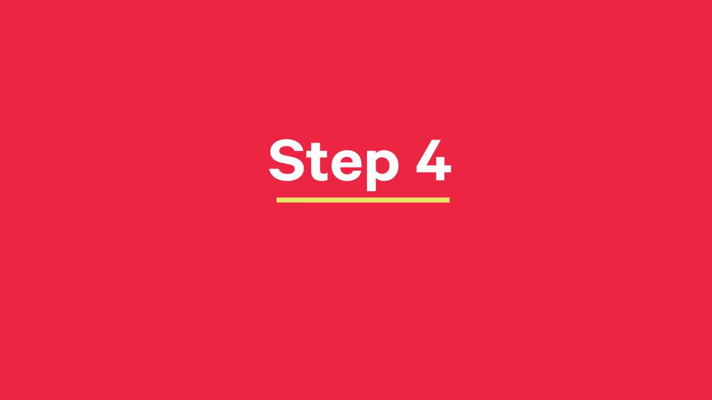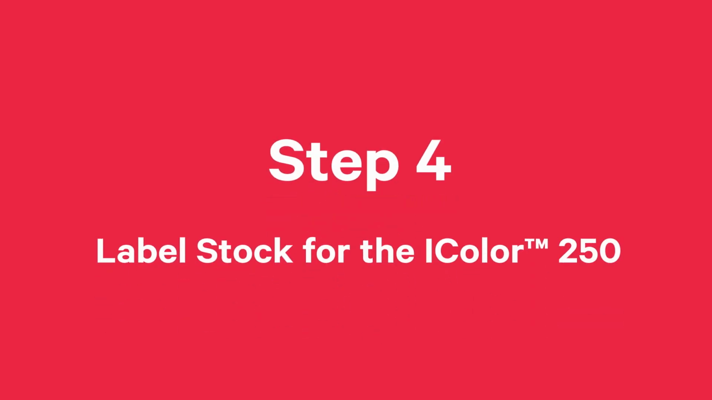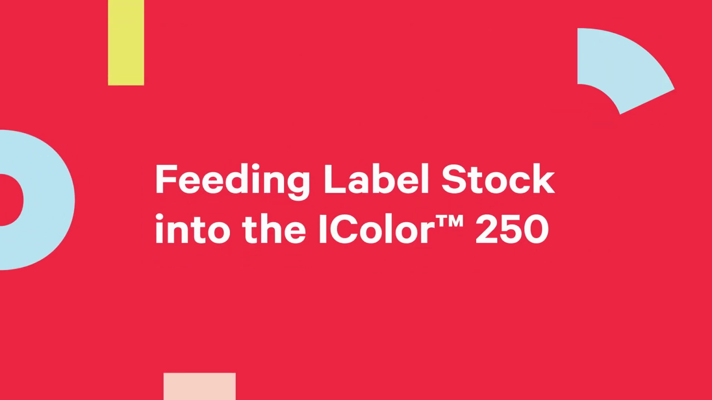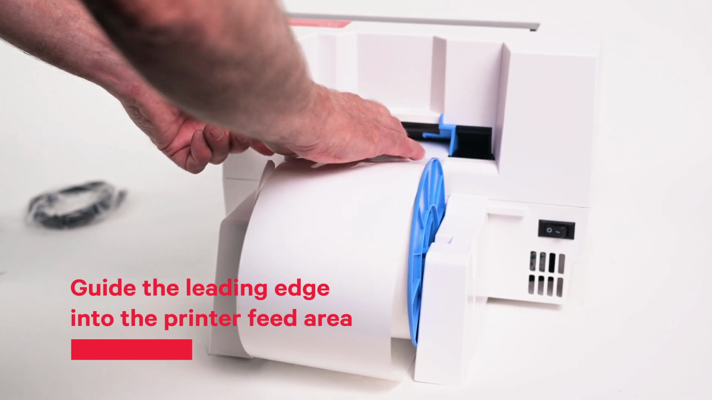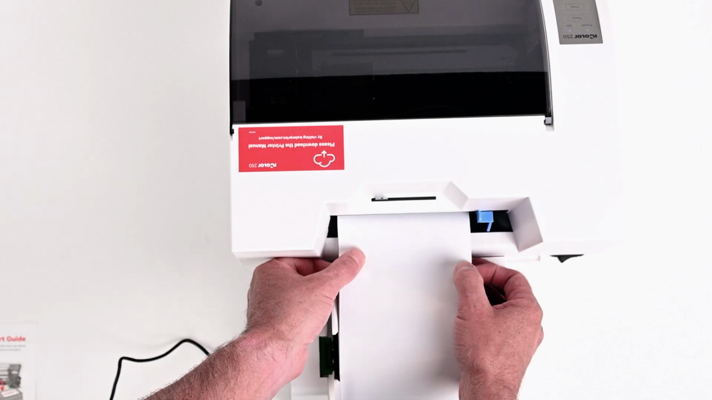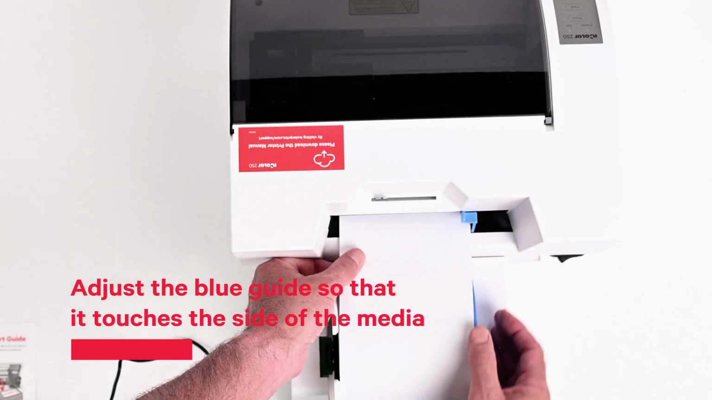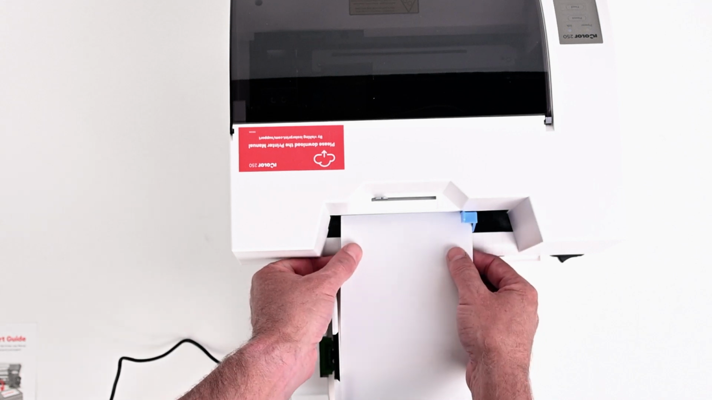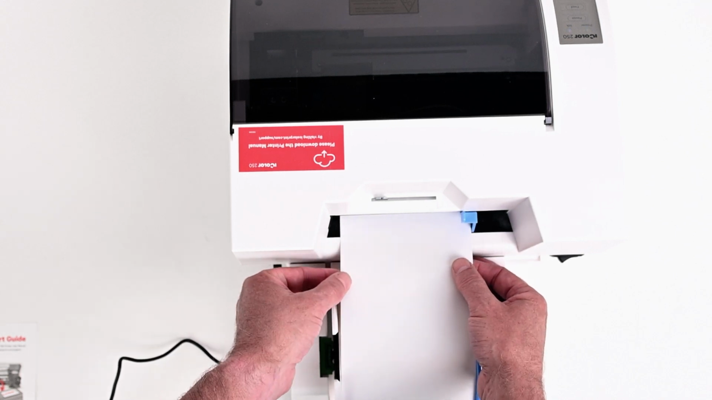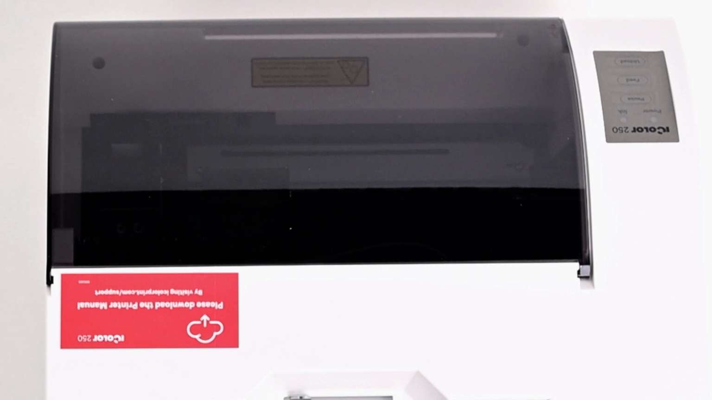Step 4. Label stock for the iColor 250. Now we are ready to feed the label stock to the printer. Proceed to guide the leading edge of the label roll into the printer feed area, as shown here. Adjust the blue guide so that it touches the side of the media. Push until the printer detects the label stock, grabs it, and pulls it through the printer.